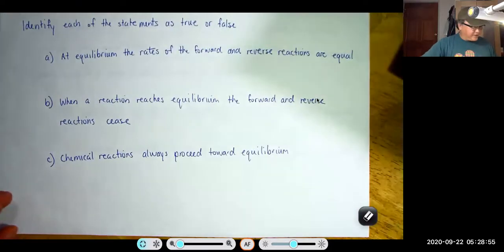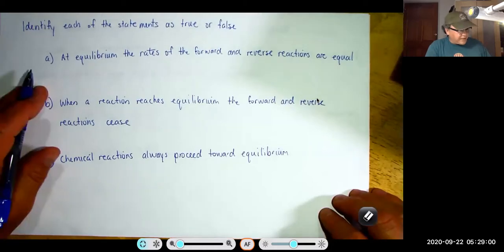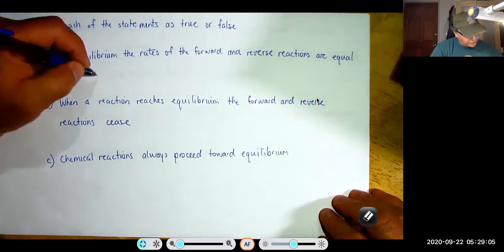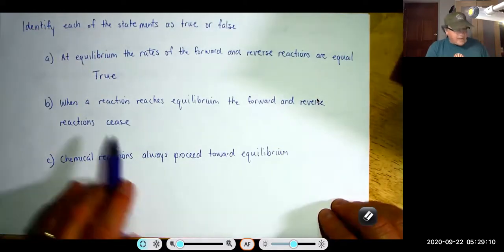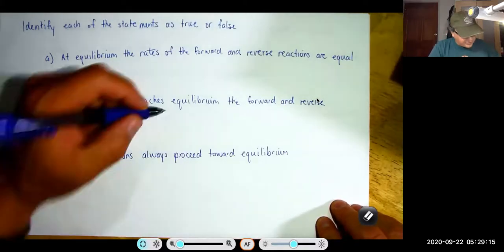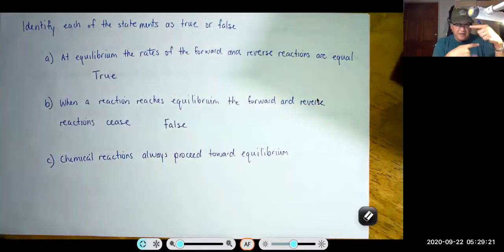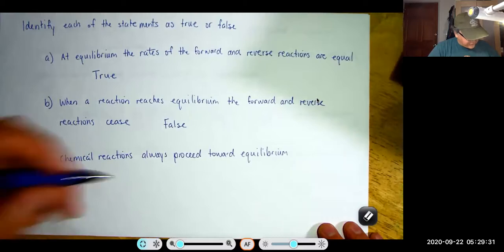Let's take a look at a couple of problems here. Identify each of the statements as true or false. At equilibrium, the rates of the forward and reverse reactions are equal. This is true. When a reaction reaches equilibrium, the forward and reverse reactions cease. This is false. When equilibrium is reached, it just means that the rates are the same, which means they're both still happening. Chemical reactions always proceed towards equilibrium, and that is true.